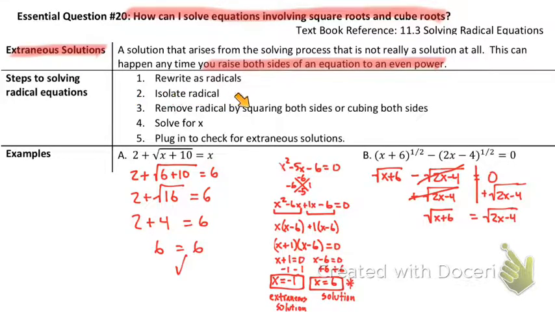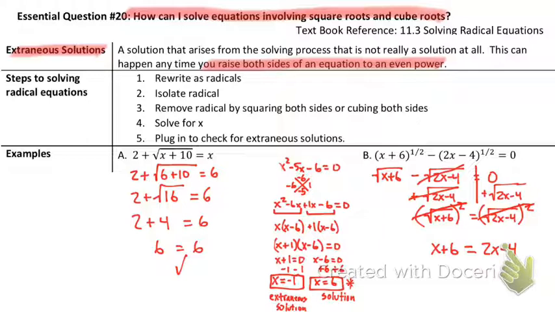We want to remove the radical by either squaring both sides, if I have a square root. If I have a cube root, we would raise it to the power of 3. So since we have a square root, I'm going to square both sides. And what you do to one side, do to the other. So when this happens, what happens really nicely is the power of 2 and the square root cancel out on both guys, and we're just left with the inside stuff. So x plus 6 equals 2x minus 4, and this turns into a simple algebra 1 problem.